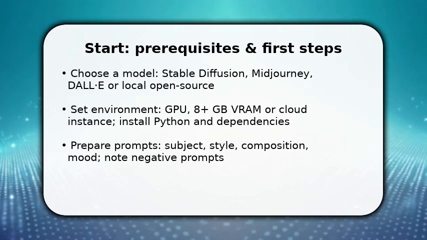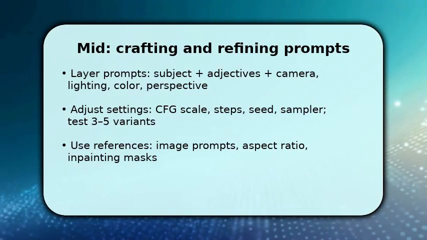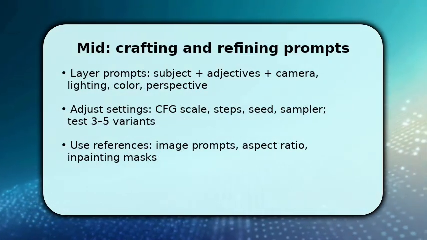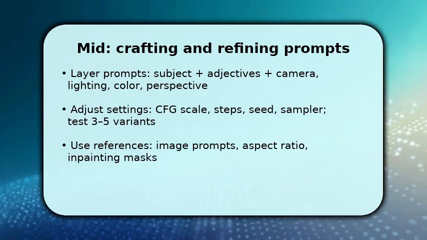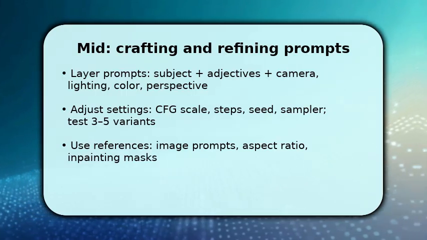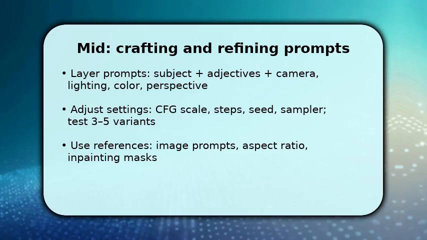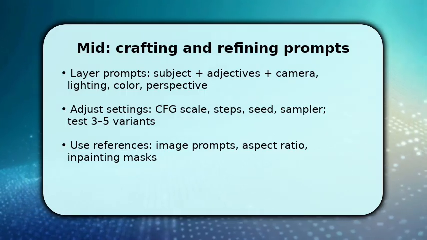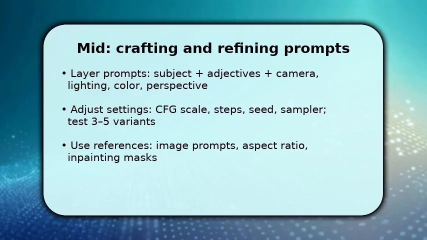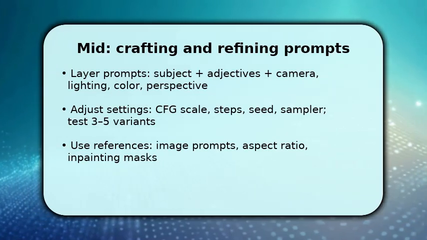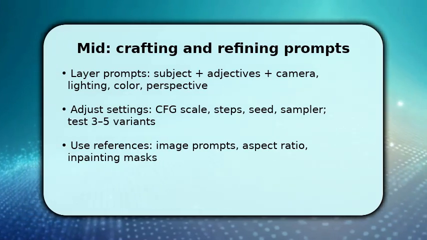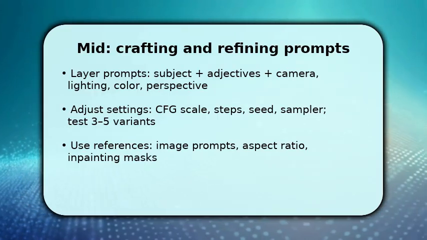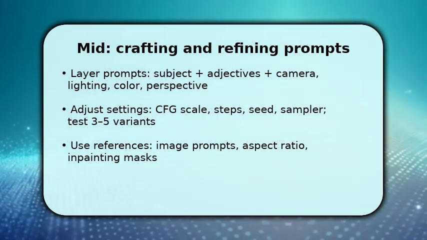You now craft and refine prompts with deliberate experiments. Begin with a focused subject line, then add descriptive adjectives, camera terms, lighting, and color direction. This improves coherence and composition. Next, tweak generation settings like steps, CFG scale, and sampler, running 3 to 5 variants to compare. Use image prompts or in-painting masks when you need precise edits.